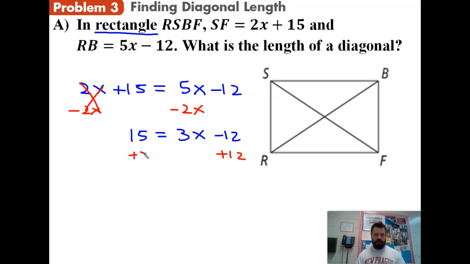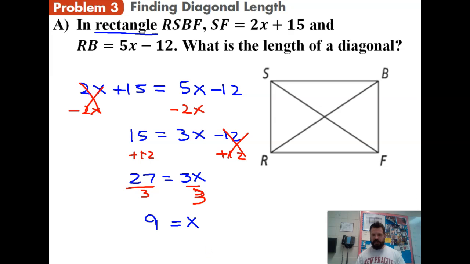I'm going to add 12 to both sides, which will give me that 27 is equal to 3x. Then we can divide both sides by 3 and end up with x is equal to 9.